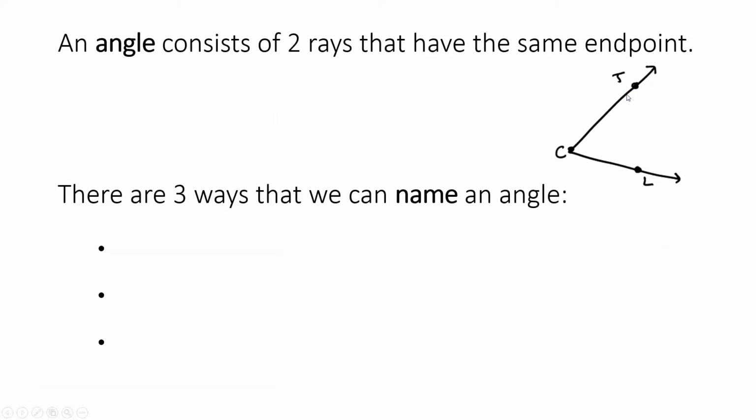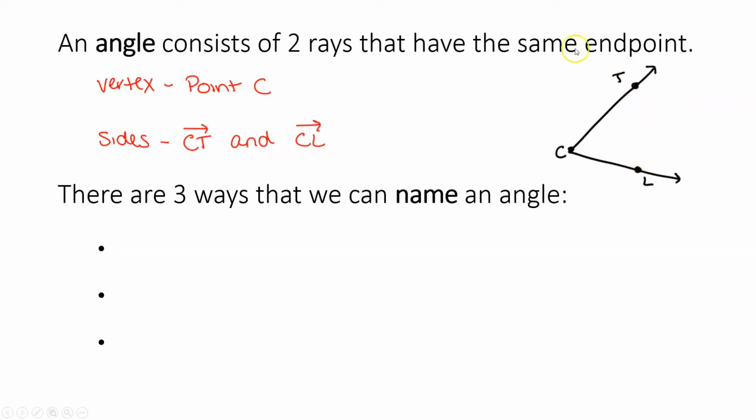So an angle consists of two rays that have the same endpoint. An angle has a vertex, so in this case our vertex would be point C. It also has two sides. Those sides are rays. So here, ray CT and ray CL are the sides of the angle. And the angle really consists of the space between these rays.